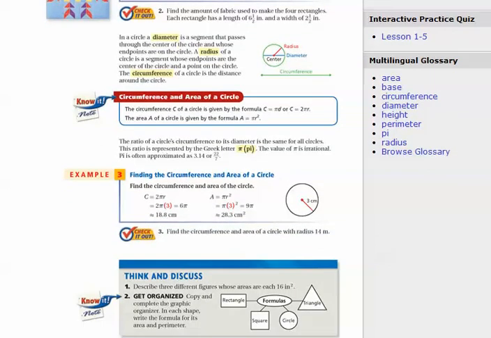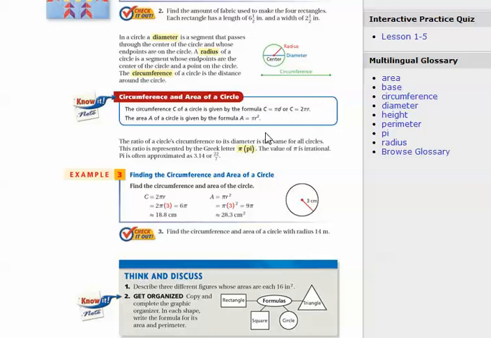In terms of a circle, we have a couple of terms here. When we have a circle, we have the diameter, which is the measure all the way across through the center point. We have the radius, which is the distance from the center point out to the edge of a circle. And then we have the circumference. The circumference is the distance around. You can think of it like the perimeter of a circle. What would the distance around that circle be?